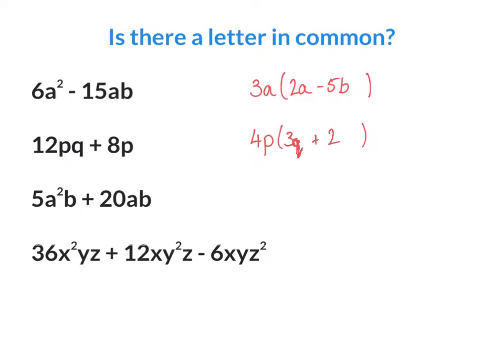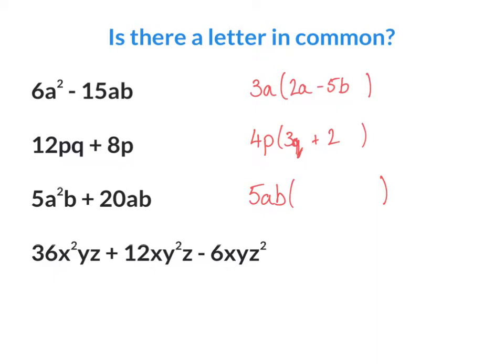In this third one, both terms here, 5 and 20, share a factor of 5. They both have a letter a in it, but look, they also both have a letter b in it. So I'm going to take out a factor of 5ab.